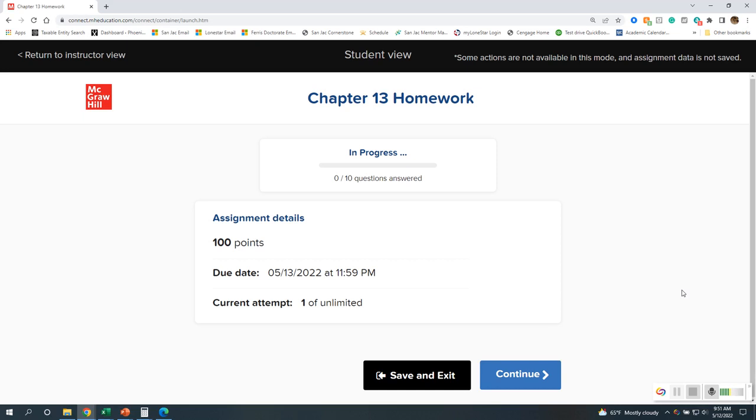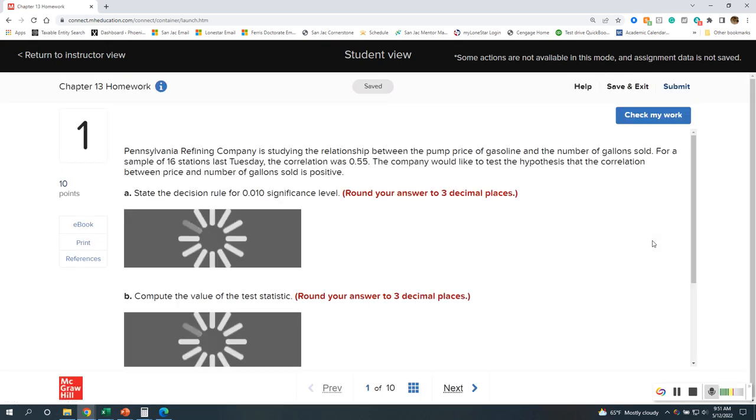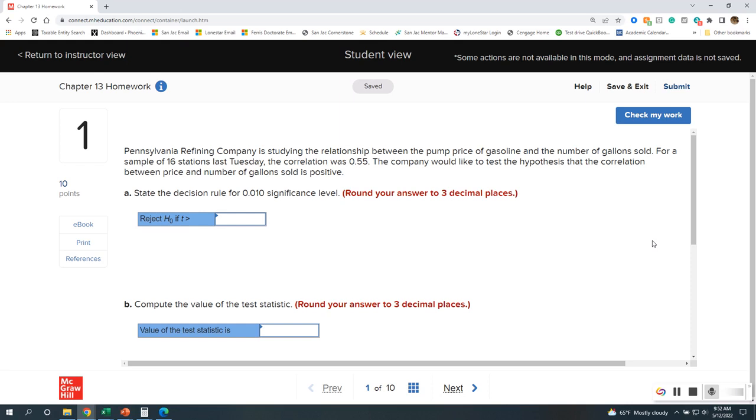Hello, and welcome to Chapter 13 Homework. Again, maybe lucky for some, maybe not, but this deals all with linear regression and correlation. So again, our introduction to regression, and probably going to be using a lot of Excel, because it's probably the best way of actually solving for regression.